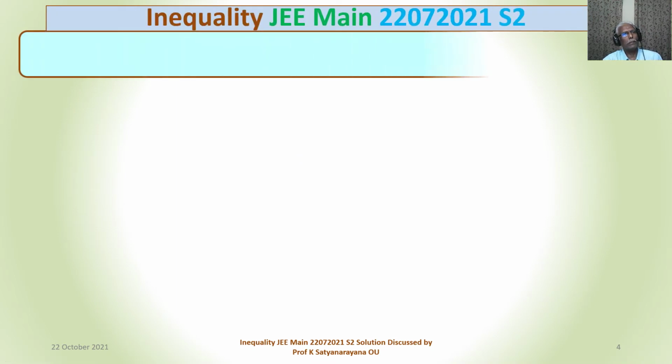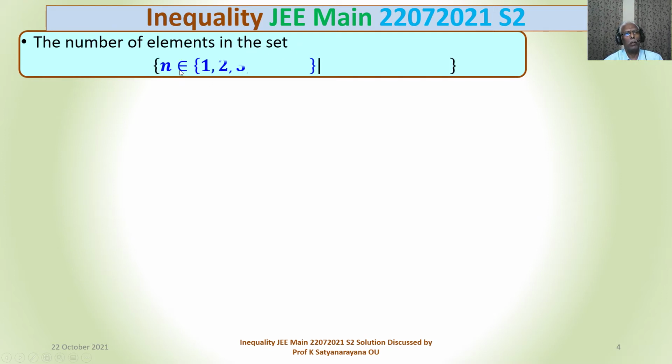The question is: the number of elements in the set consisting of n belonging to the set 1, 2, 3 up to 100, which satisfies 11 power n greater than 10 power n plus 9 power n, is. So we have to find the number of elements n from this set, 1 to 100, which satisfies the inequality 11 power n greater than 10 power n plus 9 power n.